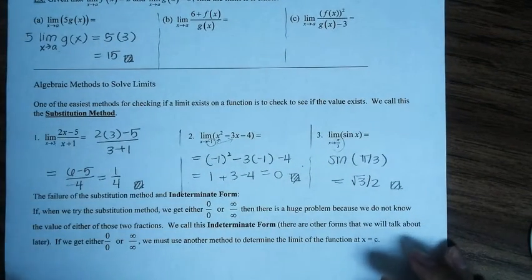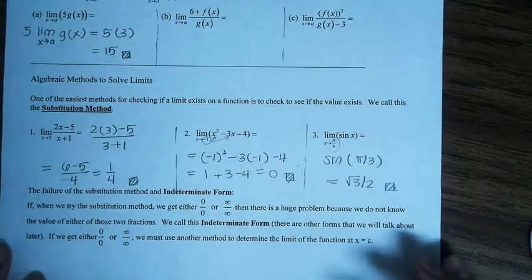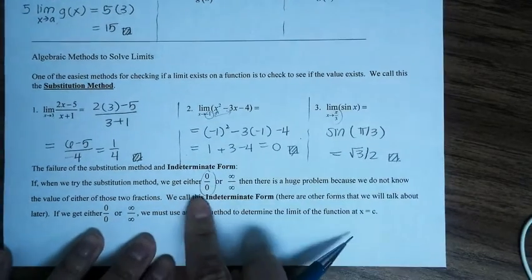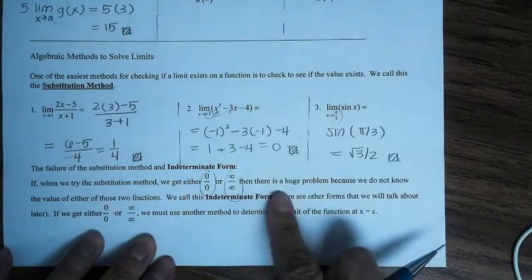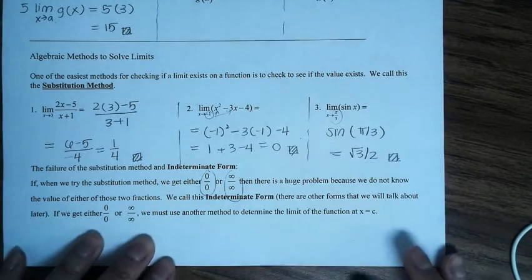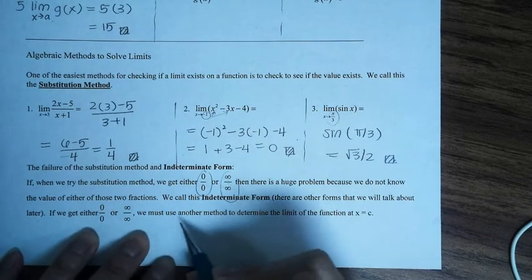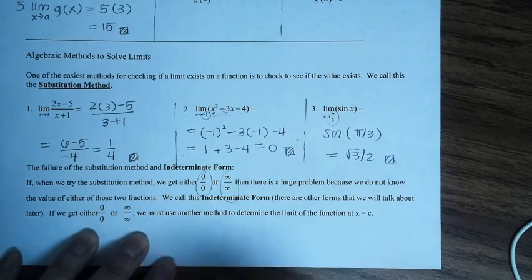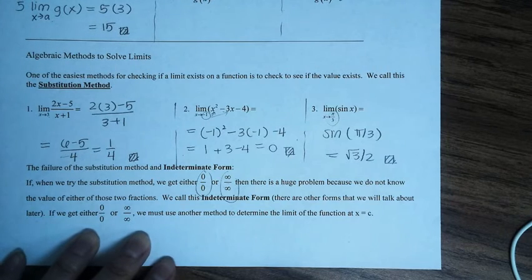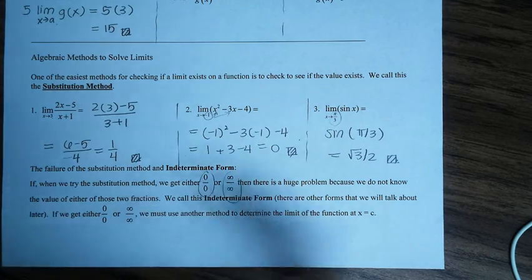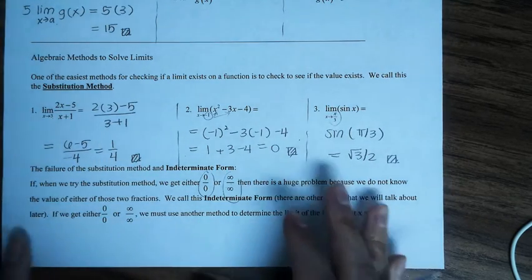The failure of the substitution method and the indeterminate form is when you need to find another way. For example, if you have 0 over 0, infinity over infinity, then there's a huge problem because we don't know the value. You cannot conclude when you have this. We call this the indeterminate form. There are other forms that we will talk about later. If we get either 0 over 0 or infinity over infinity, we're going to use another method. It's not that I just gave up. No, there are other methods that we are about to see. So let's move on to the next page.